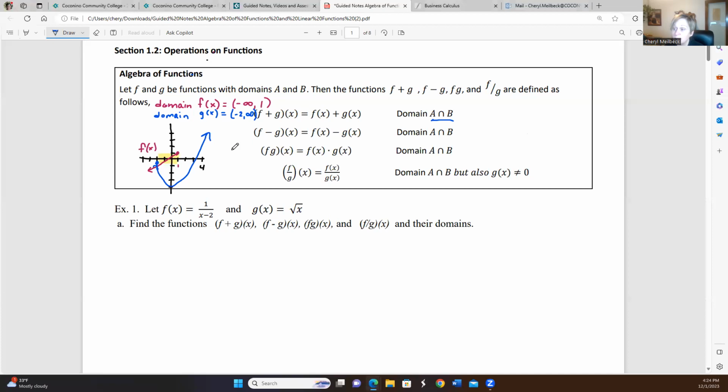So the domain, if you were to combine these two functions by addition, subtraction, multiplication, or even division, would involve only the values from negative 2 to 1. That's what we mean by the intersection, where they overlap. Let's try this in example 1.